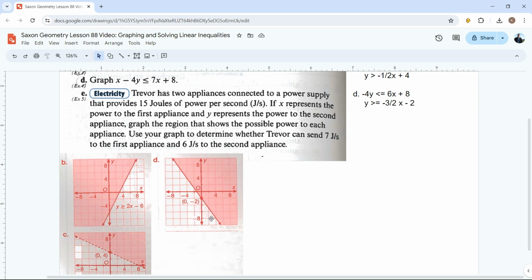So the last thing I need to do is choose a test point. We're going to choose 0, 0 because it's not on the line. I could choose 1, 1 if I wanted to. Let's just try a different test point than 0, 0. Let's try 1, 1. Will 1, 1 solve this inequality?